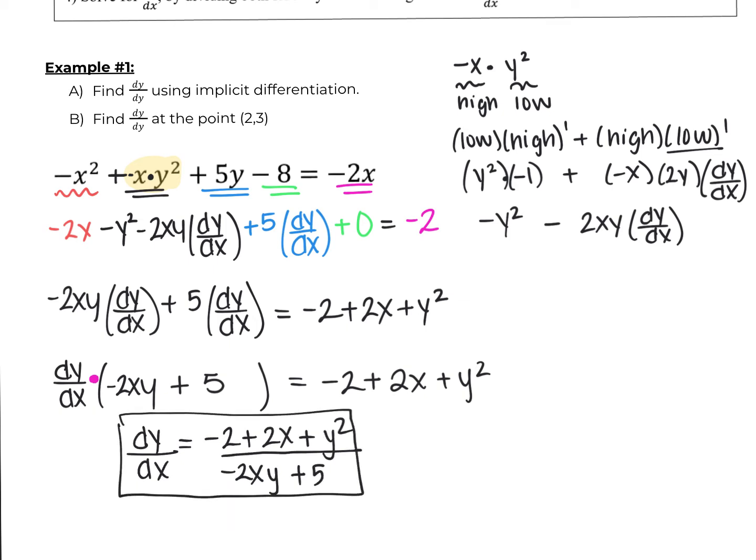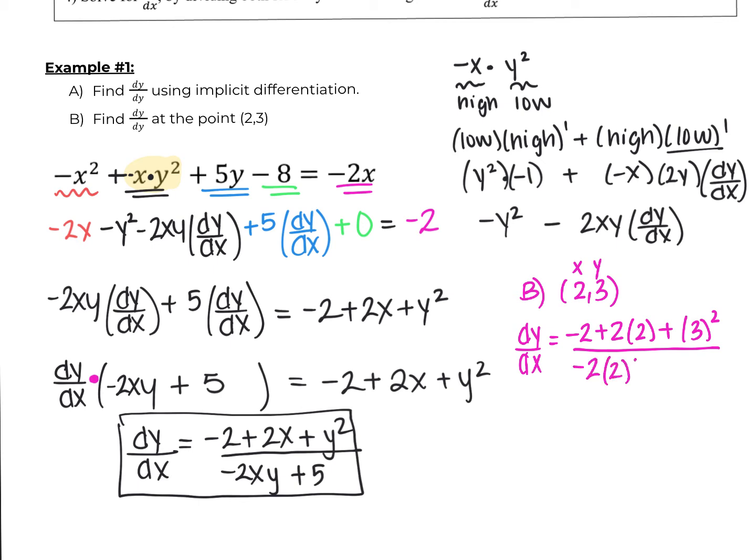So that is my implicit differentiation. That's part A. So part B says find the dy over dx at the point 2, 3. So part B, if the point is 2, 3, I'm going to substitute x to be 2 and y to be 3. So my dy over dx is negative 2 plus 2 times x, which is 2, plus my y, which is 3, squared, all over negative 2 times 2 times 3 plus 5.